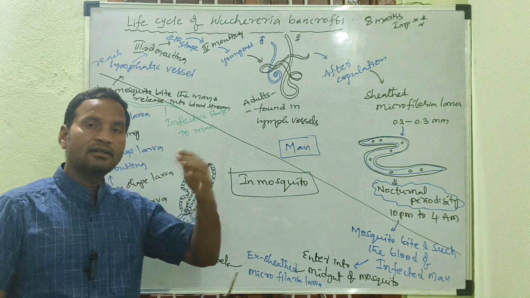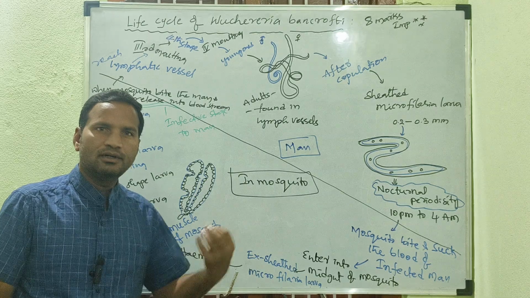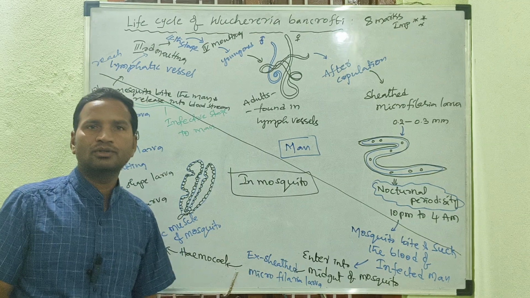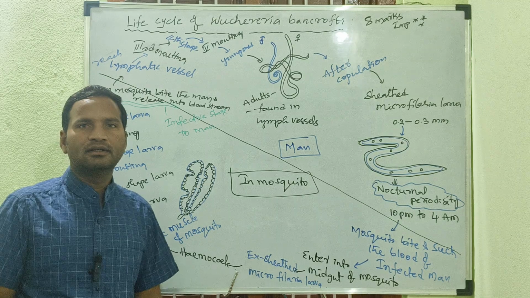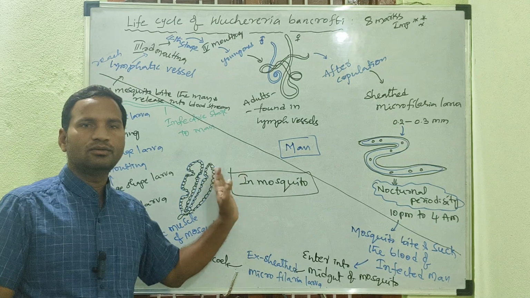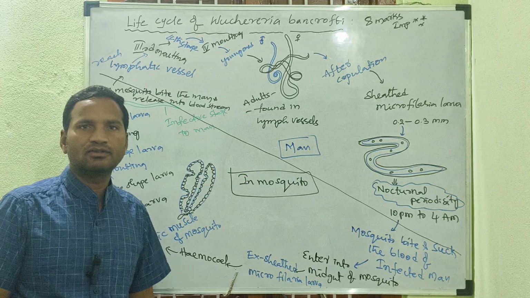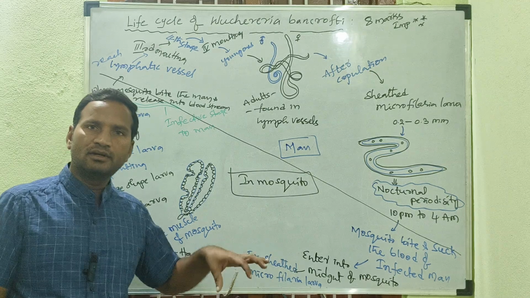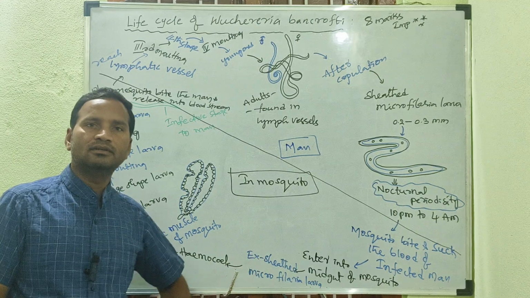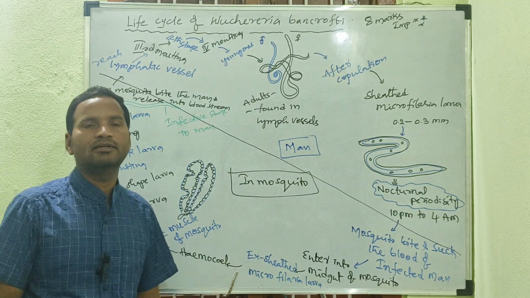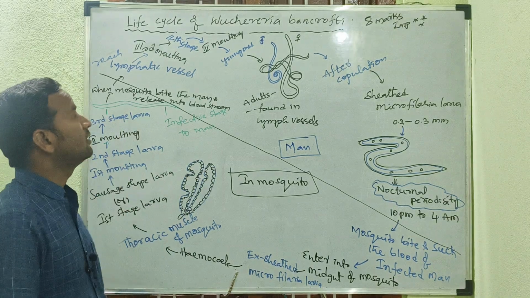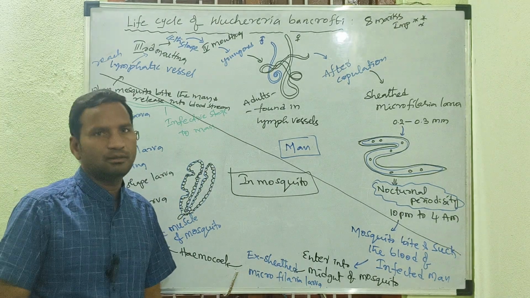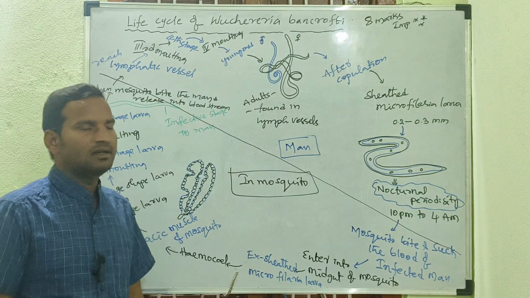And whatever here, if it does not reach a next or new host, they will die within 70 days. Got it? This is also one of the important points. If not transferred to a new host, within the infected person, they will die within 70 days only. Yes, this is about what? The life cycle of Wuchereria bancrofti. Okay, yes.